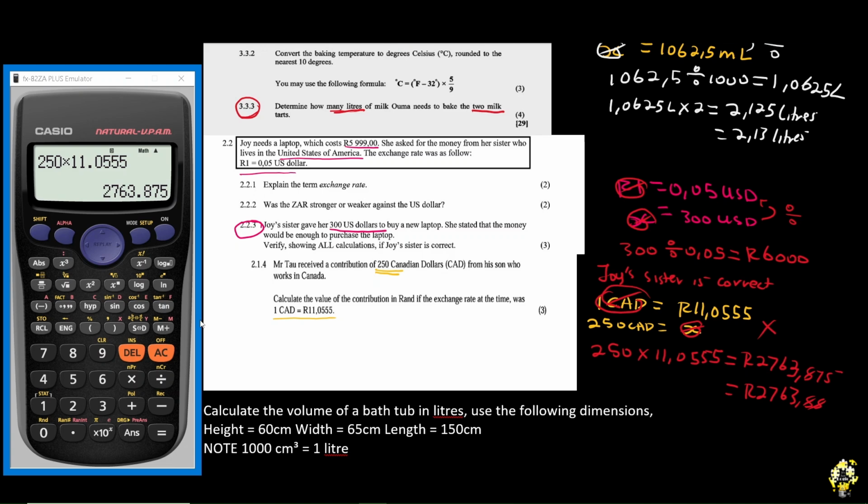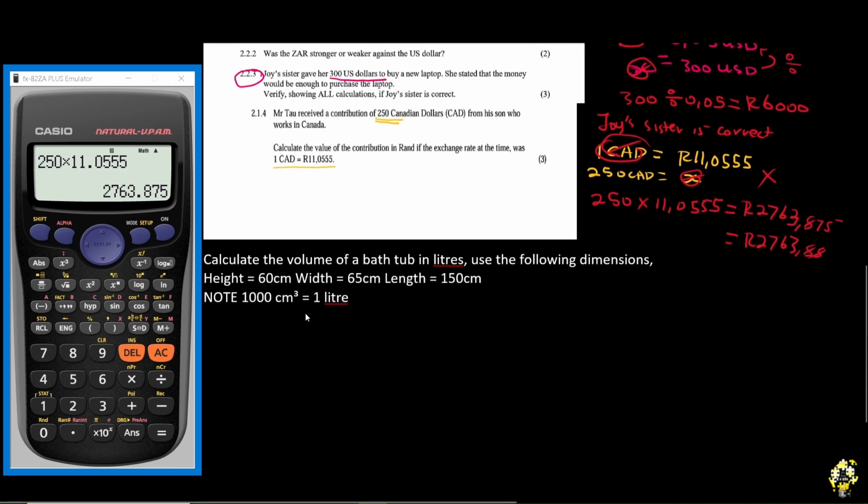And now let's go to the last question. This one I added because I was looking through the past question papers. Apparently I couldn't get the one which I was satisfied with in terms of the way it was outlined. So what can we use here? Looks like we haven't used the blue in quite some time. How about a blue? Calculate the volume of a bathtub in liters. Use the following dimensions. So the height is 60, width is 65, length is 150.